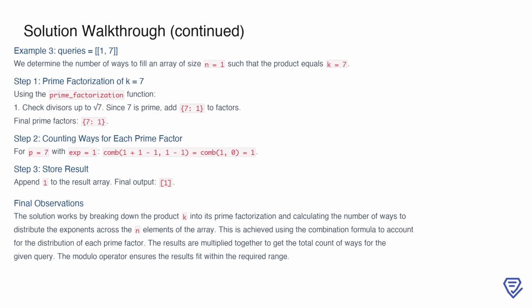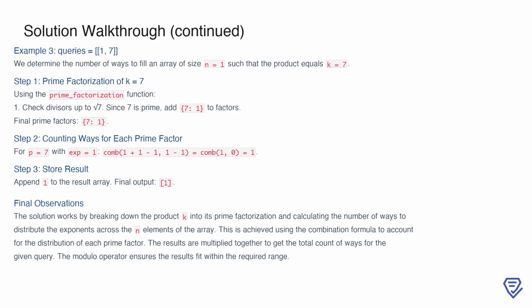Here, we need to determine how many ways we can fill an array of size 1 such that the product of its elements equals 7. Starting with the prime factorization of k, we check divisors up to the square root of 7. Since 7 is a prime number, we directly add it to the factors dictionary with an exponent of 1, resulting in 7, 1.